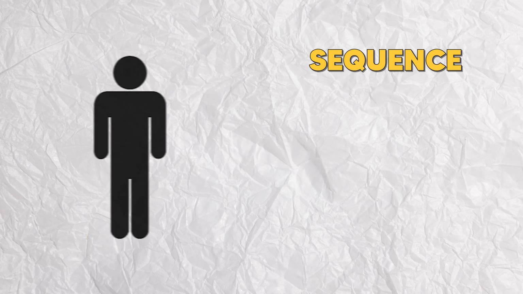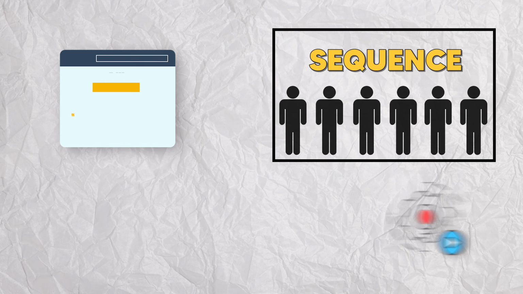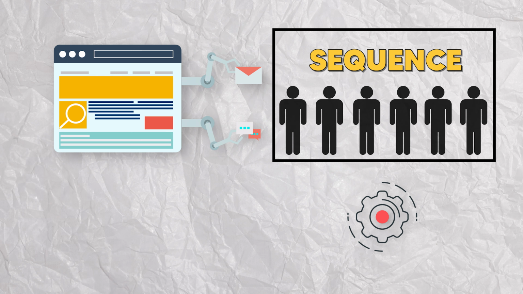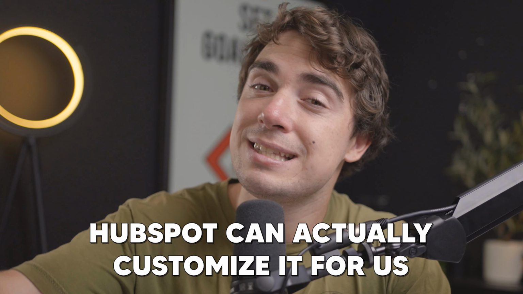The reason why those are useful as you scale is that, for example, if we're using a sequence, we can actually throw a person in there, and based on all the templates and all that information that's stored in your CRM, we can personalize a message that's going to be completely automated. All the information about a contact or a company record or a deal record, we can throw into a specific template, and HubSpot can actually customize it for us.